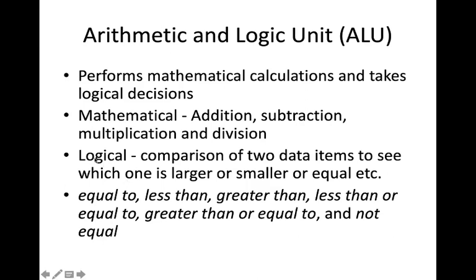Then we have logical computations happening inside this arithmetic and logic unit. It can be a comparison of two data items to see which one is larger or smaller, or equal to, less than, greater than. There will be six types of such operations. If we want to compare x and y, we can check whether x is greater than y, or x is equal to y, or x is greater than or equal to y. We can add different kinds of logical operations. So mainly this arithmetic and logic unit performs all the mathematical computations, and also it makes logical decisions.